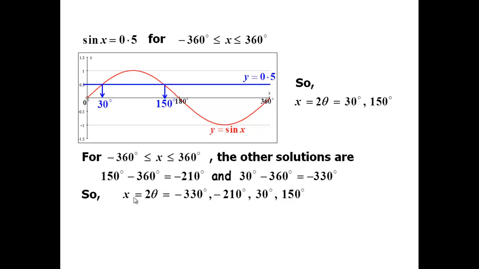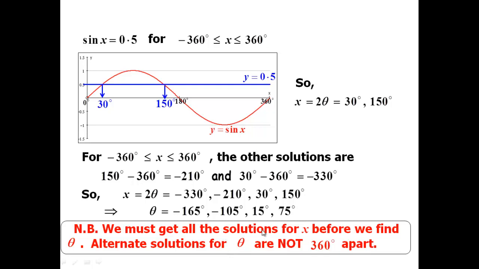Because remember, we're looking for values of theta between minus 180 and 360, not values of 2 theta. So in order to find our solutions for theta, we halve each of these angles, and now we're done. Don't forget to do that last stage. You'll get penalised heavily in the exam if you do. And also don't forget, solve for x first, get all of the values. If you start trying to shortcut it or trying to halve them too early, you'll get wrong answers.